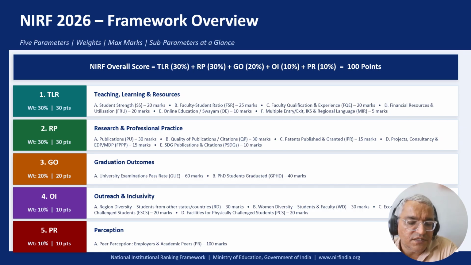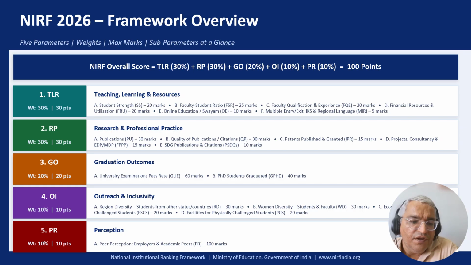It carries 20 marks. And the facilities for physically challenged students like ramps, washrooms and lifts. So there is only a declaration, but they may ask for proof through geotag photos. So this D is 20 marks, which is nothing more than a declaration. The fifth parameter, perception, carries a weightage of 10%, which is captured from employers and academic peers. So this has 10% weightage overall in the NIRF, and all this is based on the weightage.